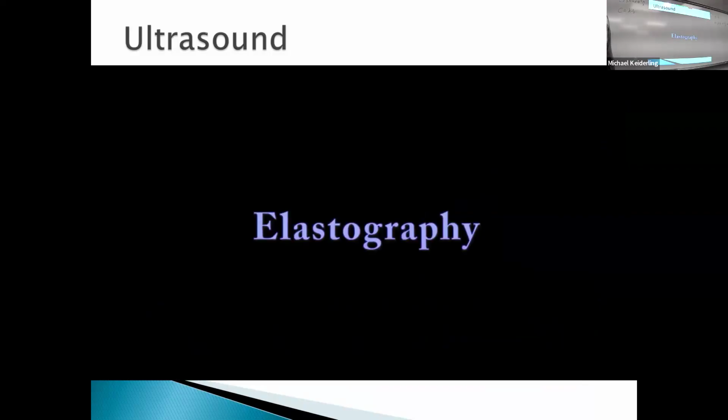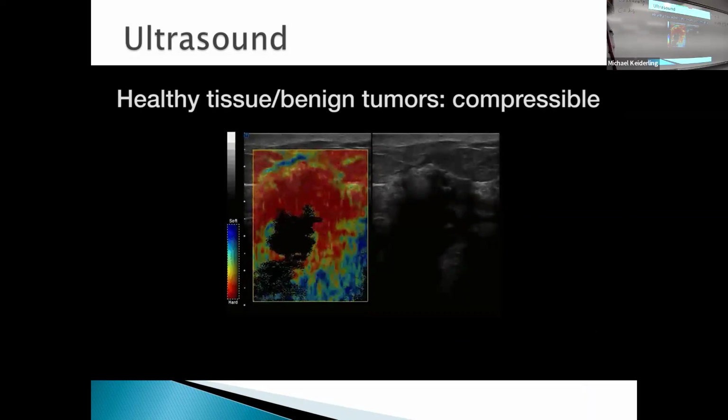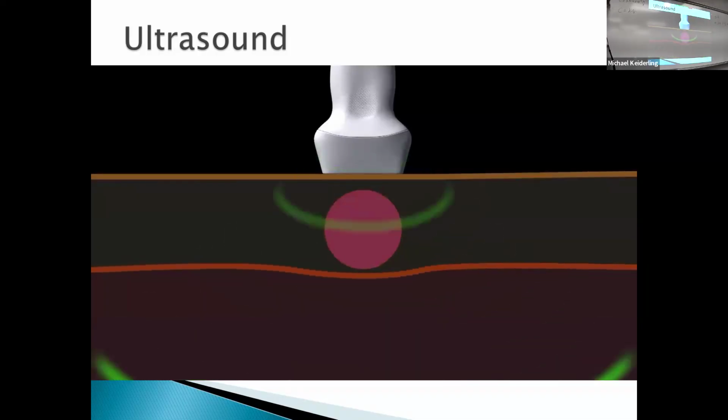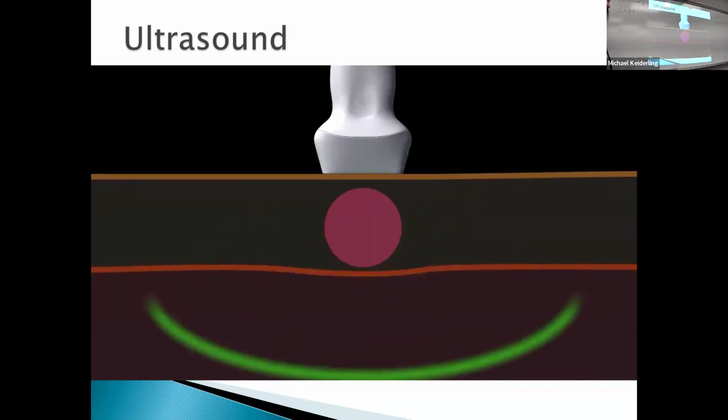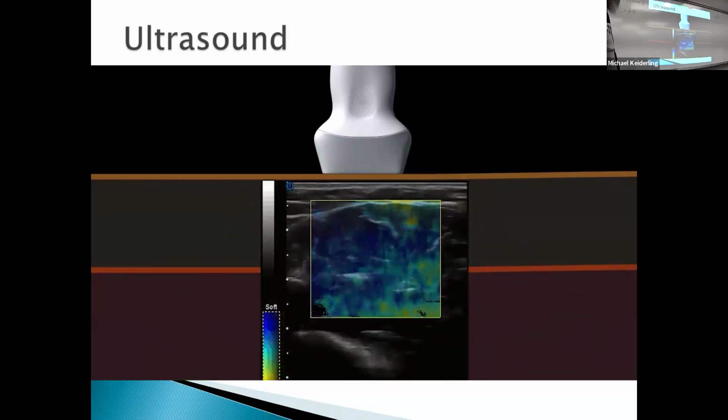Another form of functional ultrasound, elastography, can be used to differentiate tumors from healthy tissue based on the tissue's relative stiffness. Healthy tissue and benign tumors tend to be compressible, unlike malignant tumors, which are more firm. This compression was originally done manually, but newer elastography systems send out high-pressure pulses that compress target tissues by a predefined amount of force and display the resulting compression levels in various coded colors.